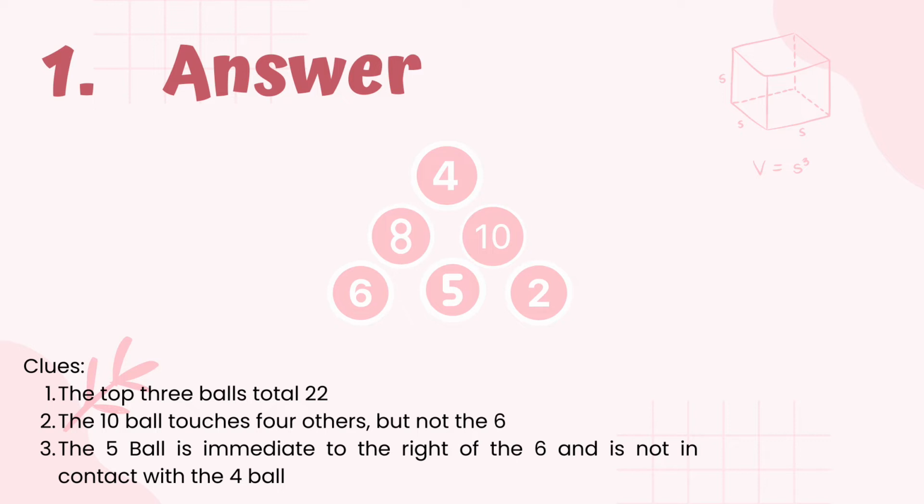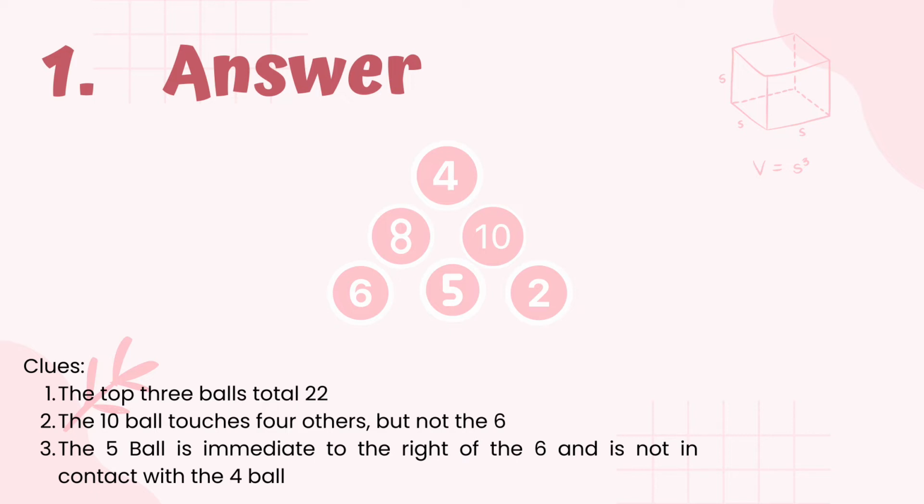What about our clue number 2? The 10 ball touches 4 others but not the 6th ball. We can see here that our 10 ball is in the middle of ball number 4 and ball number 2, and is also surrounded by ball number 8 and ball number 5, making our arrangement correct again.